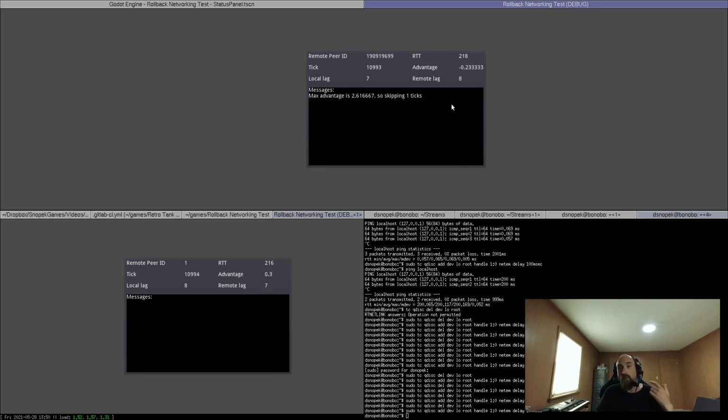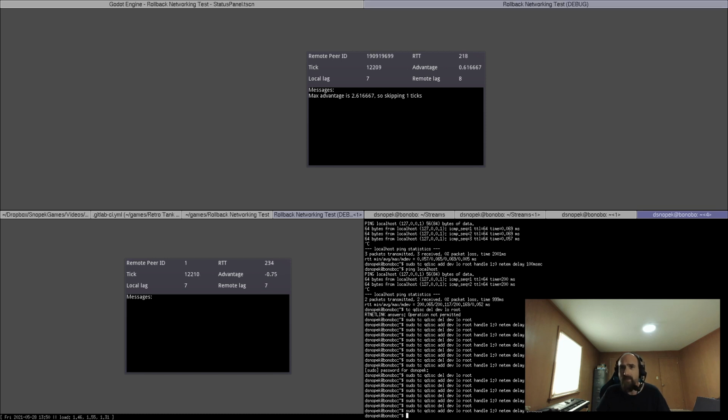But if I'm predicting way more frames than you, then that means you have an advantage because you're getting all of my input and I'm not getting any of your input. So that's why we're calling this advantage. But really, it just means that that one host has fallen behind. So the disadvantaged host is going to start skipping frames. So we skipped 1 frame here.